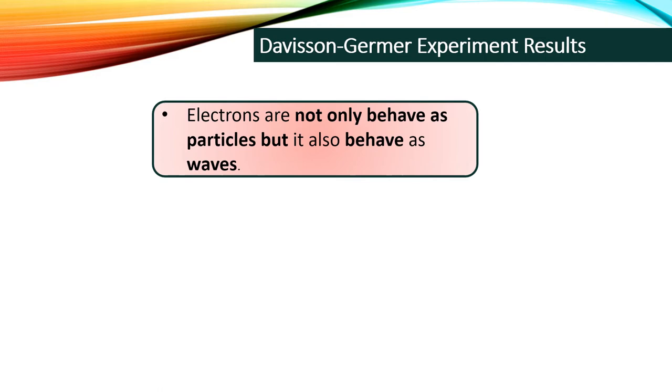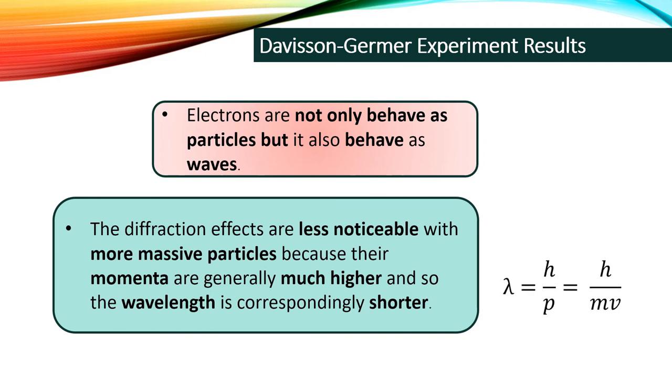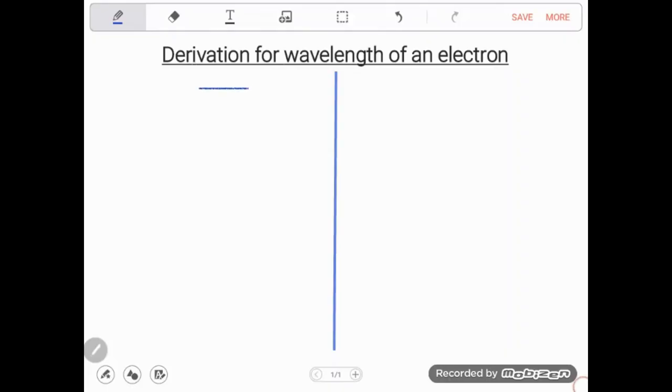And from this experiment, what we can see is, according to the equation, if we increase the mass, it will lead to an increase in the momentum. And when we increase the momentum, it will lead to a decreasing wavelength. Therefore, we can see that the diffraction effects are less noticeable with more massive particles because the momenta are generally much higher, and so the wavelength is correspondingly shorter.